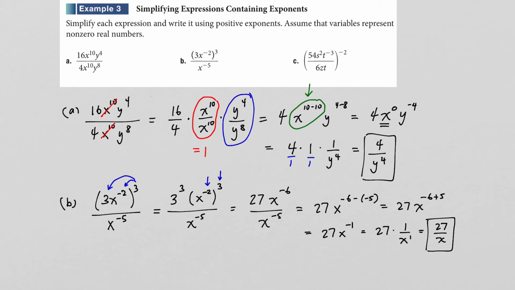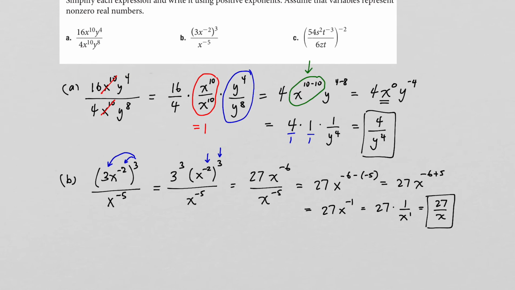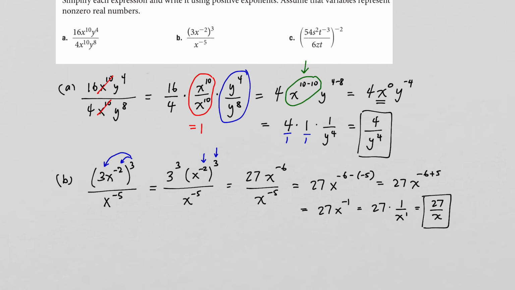So the main thing is you just want to kind of take it slow. Don't go too fast. If you go fast, sometimes you make mistakes. And for the last example here, we have 54s squared t to the negative 3 over 6zt, quantity to the negative 2.